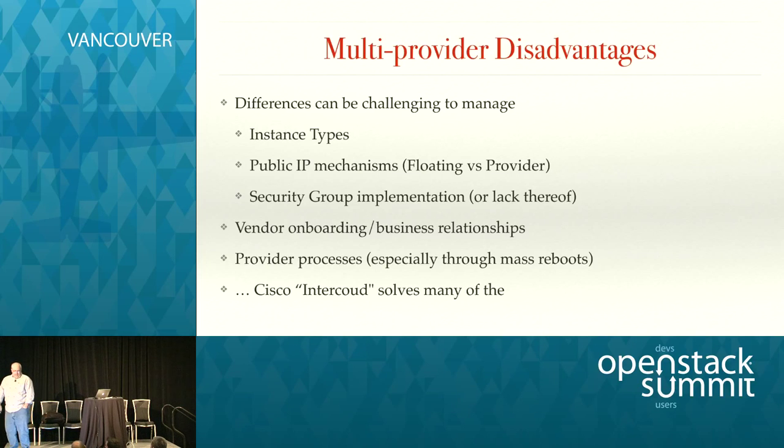So there are disadvantages, of course. As we go across providers, there's more complexity. Some of the obvious things, instance types are all named differently. They're sized differently, having to manage that. The public IP mechanisms differ from OpenStack provider to OpenStack provider. Some do provider networks, some do floating IPs, and having to make our Puppet configuration manage multiple providers is a pain, a very large pain.